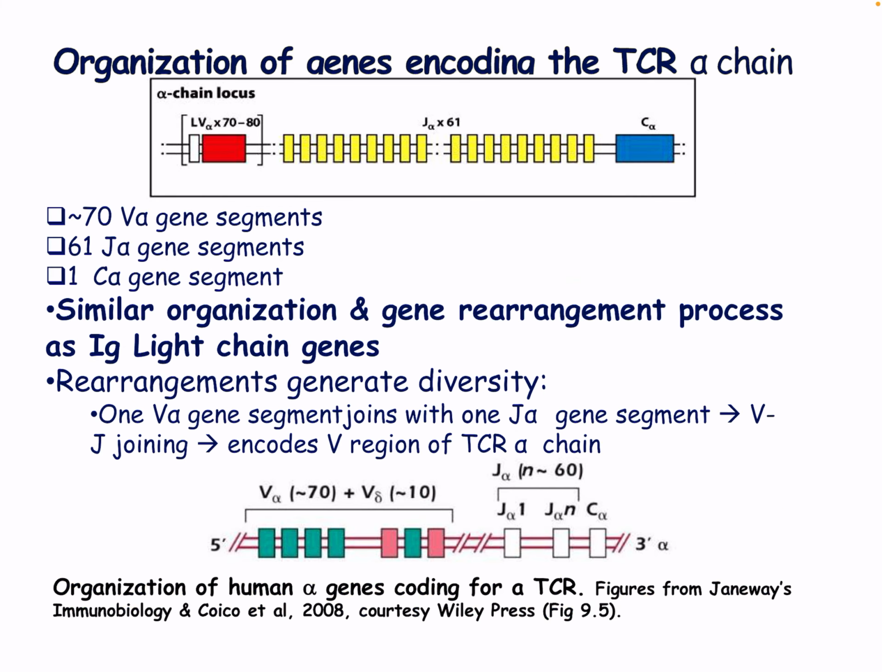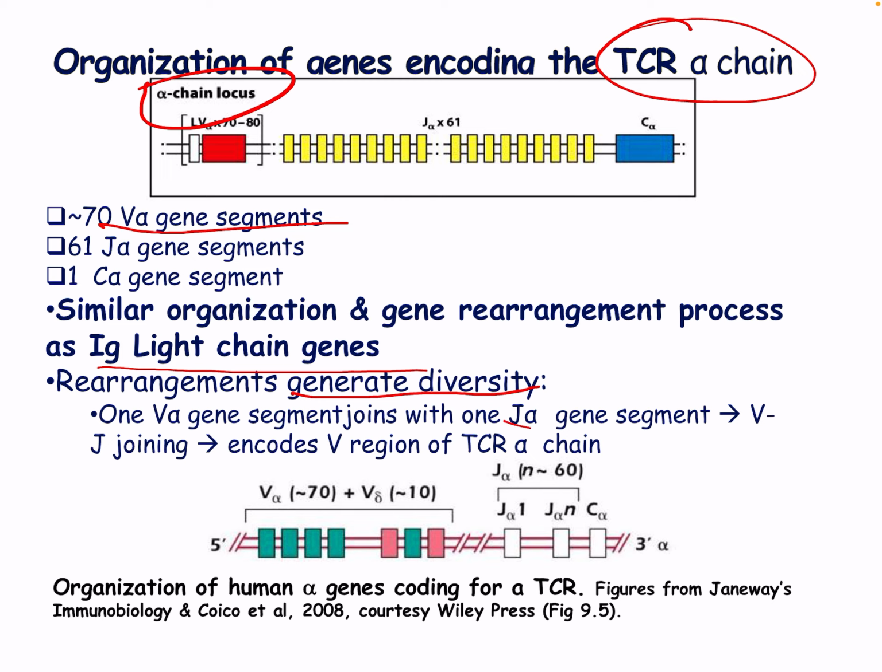So, organization of the T-cell receptor alpha chain. Here we can see our alpha chain locus. There are approximately 70 V alpha genes, 61 J, and one constant. They have similar organization and gene arrangement process as immunoglobulin light chain genes. And again, these rearrangements generate diversity. Once a variable alpha gene segment joins with a J alpha gene segment, we have our V to J joining, which encodes the V region of the T-cell receptor alpha chain, which we have here.